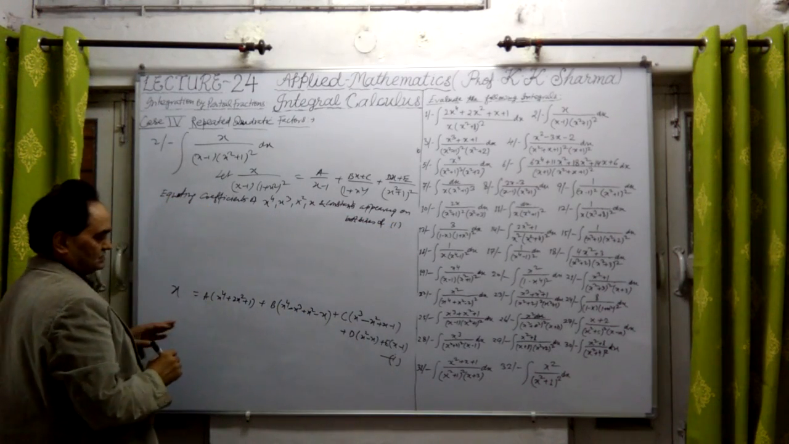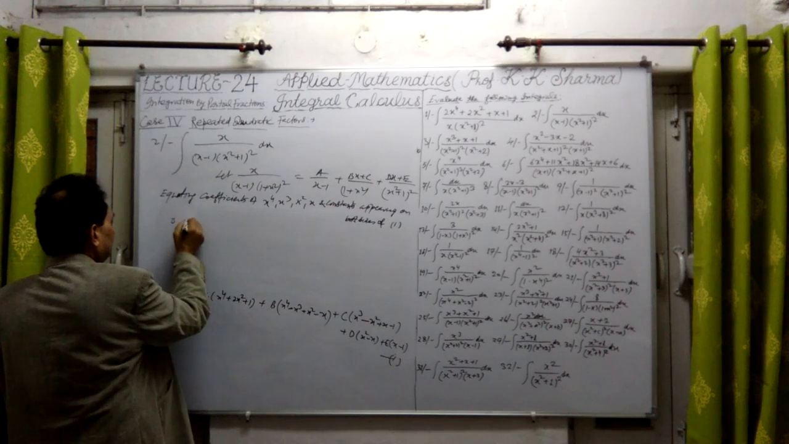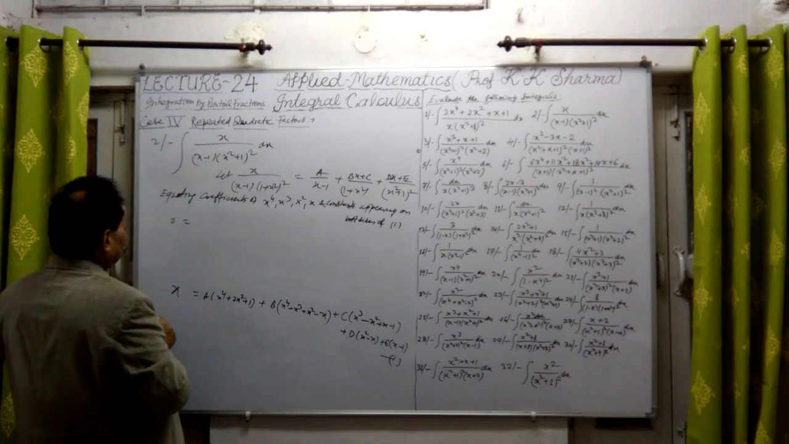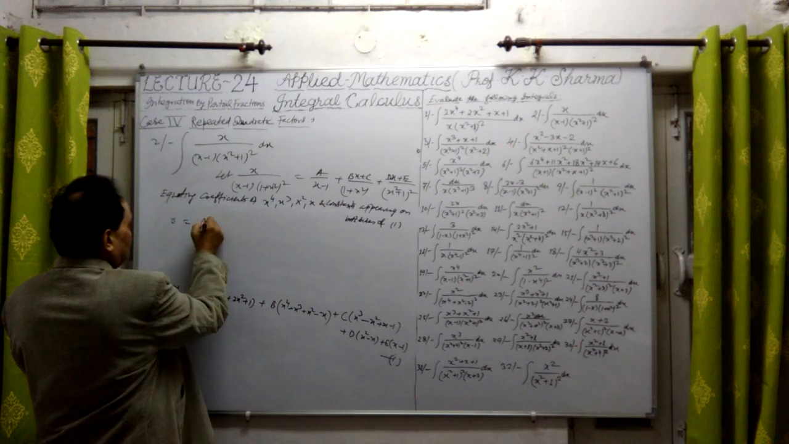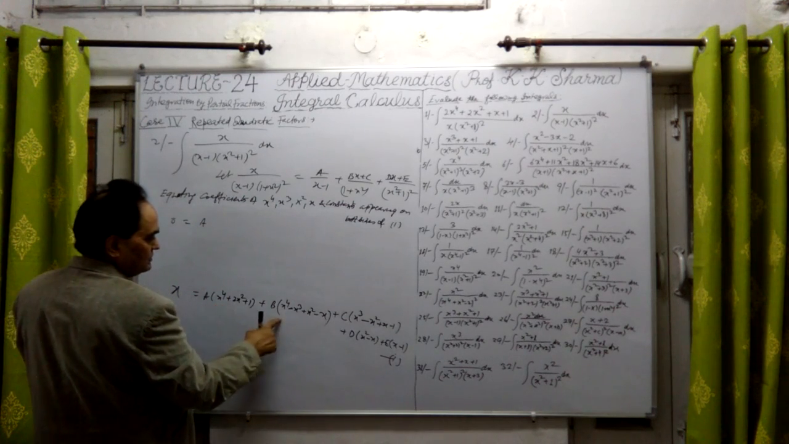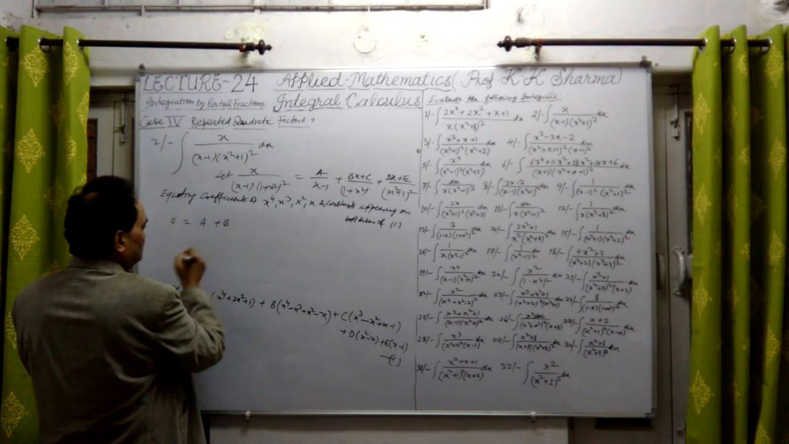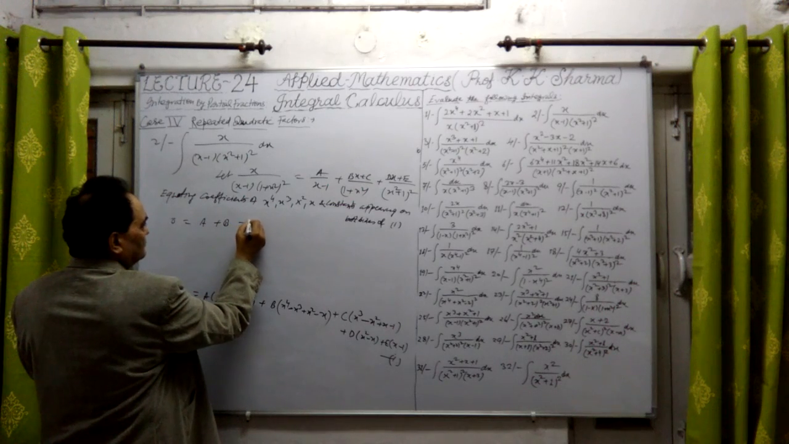So now let me first take x4. The left hand side here 0, no x4 here, so this is 0. Here it is a into x4, b into x4, which is b only. Let me take second equation.